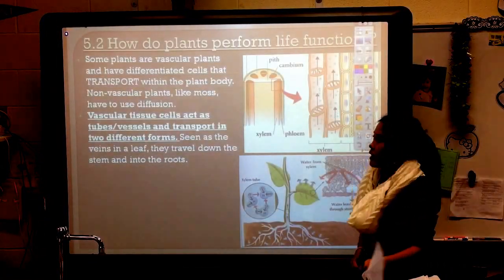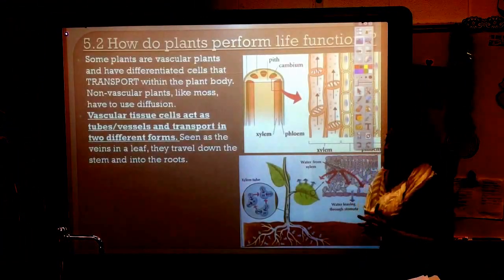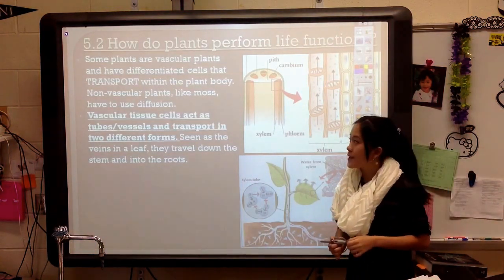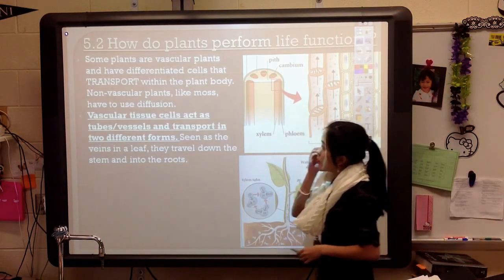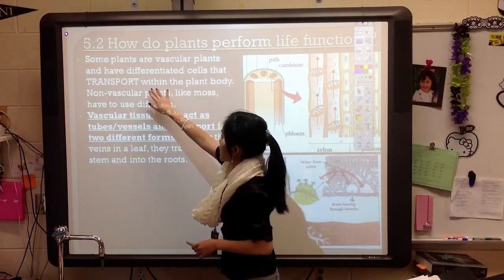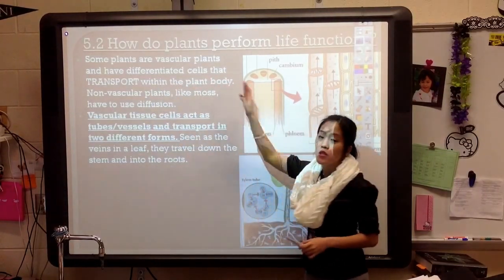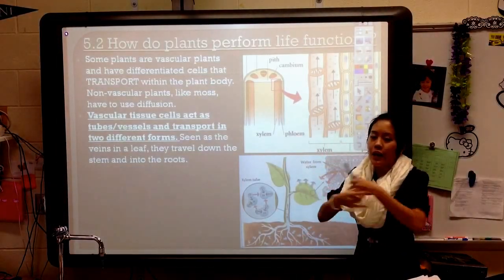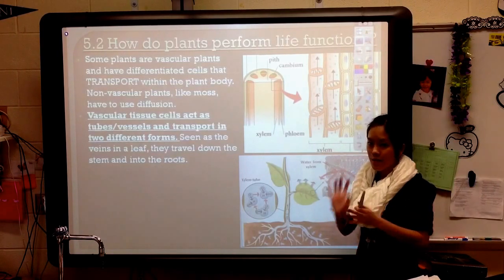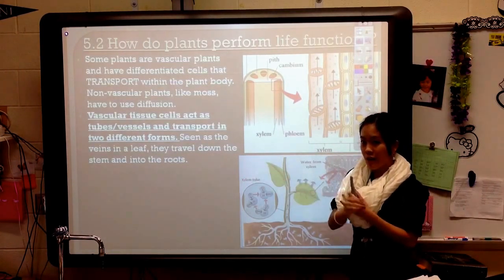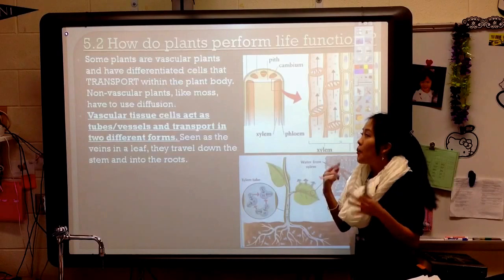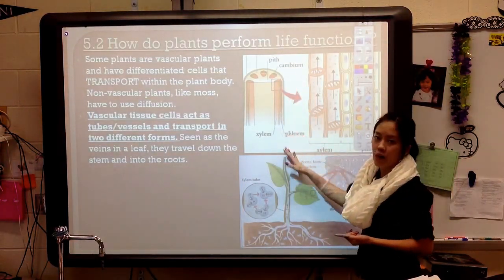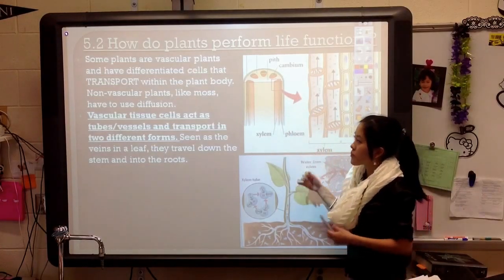And the last, the second function that we're talking about today is going to be transport. So some plants are considered vascular plants, and that means that they have differentiated cells that help transport within the plant body. So some plants actually have structures, you can think of the veins in our body, that help carry things throughout. Transport doesn't mean you're going to get up and move around, okay? The plant's not going to get up and run around. But it can have nutrients and water moving in and out or up and down its structure.